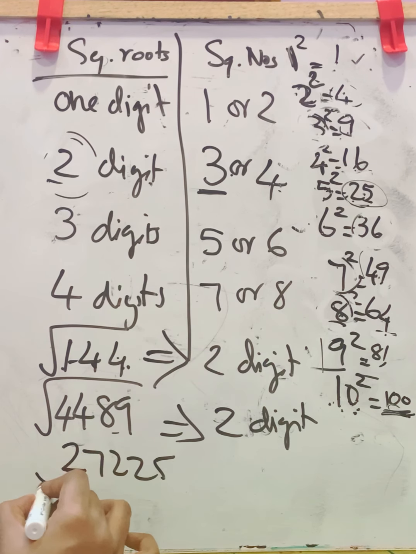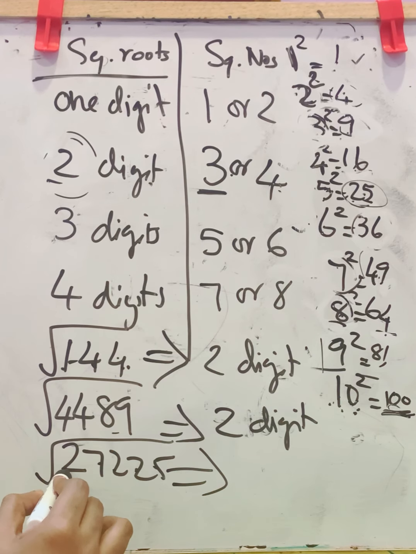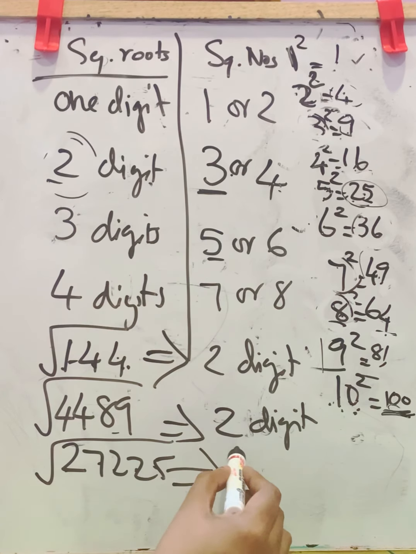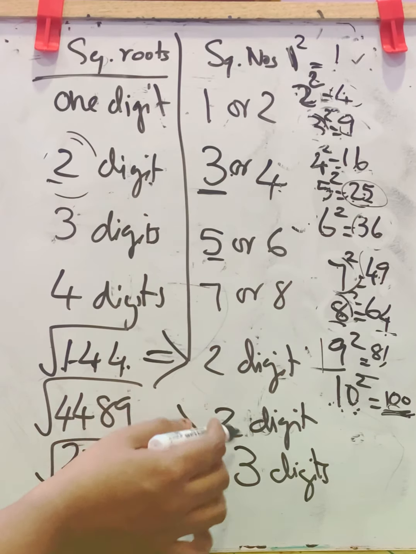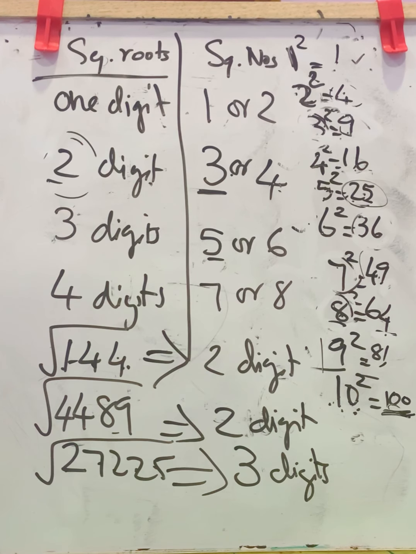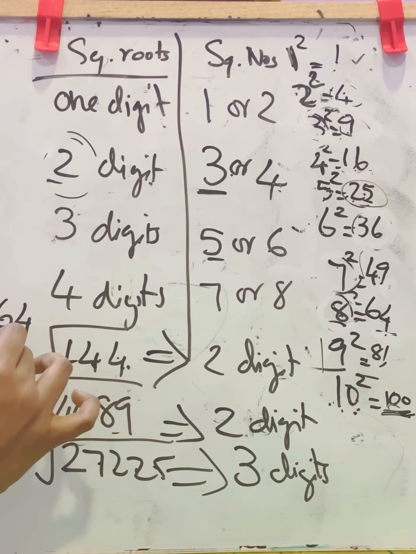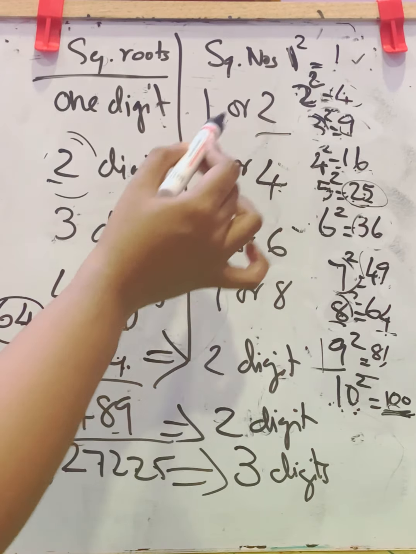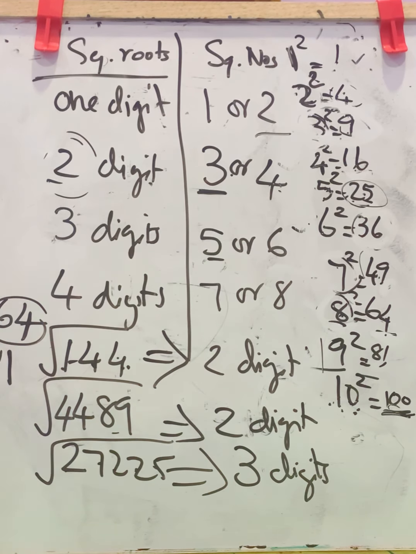27225. In the square root of 27225, it is a 5 digit number. This is a square number. Its square root will have 3 digits. Here we are not doing any calculation, simply writing the number of digits in square roots. Also 64, we forgot to write the 64. It was the first question. 64 is a 2 digit number, so its square root will have a 1 digit number.